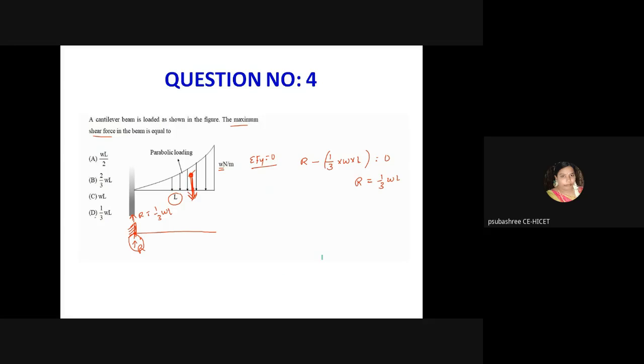A cantilever beam is loaded as shown in the figure. The maximum shear force in the beam is equal to, okay, the maximum shear force. At which place is the maximum shear force developed? For example, the maximum shear force is developed at the support only. So the support has a high shear force. Now apply the equilibrium equations. Summation of vertical force is equal to 0.